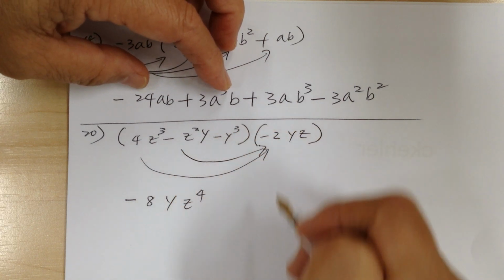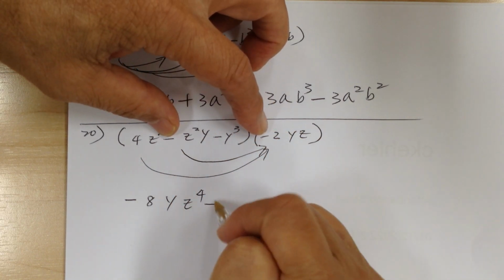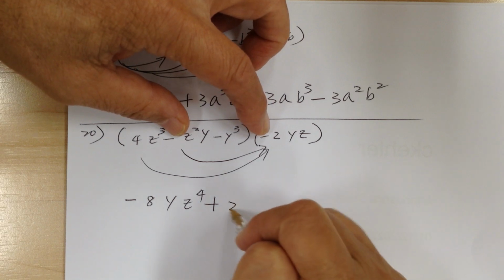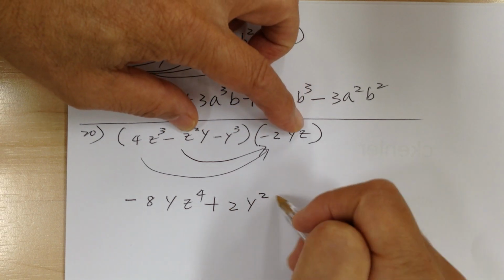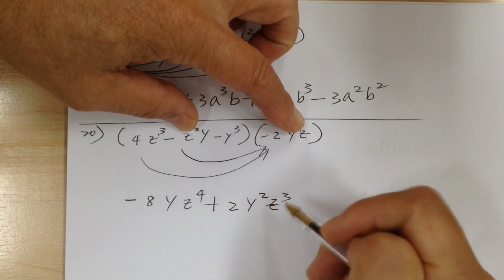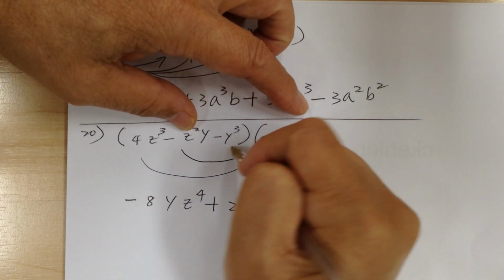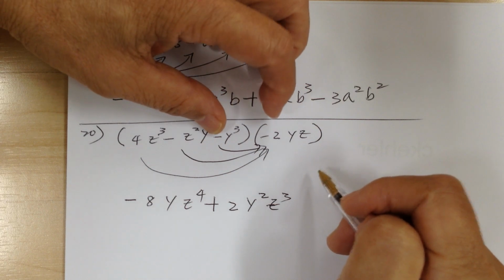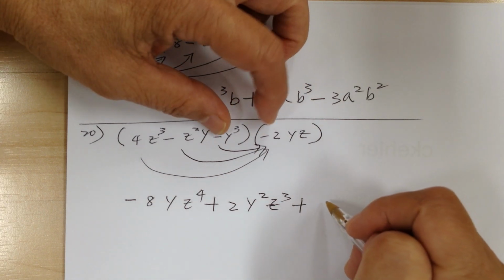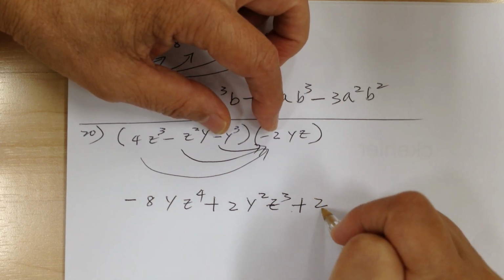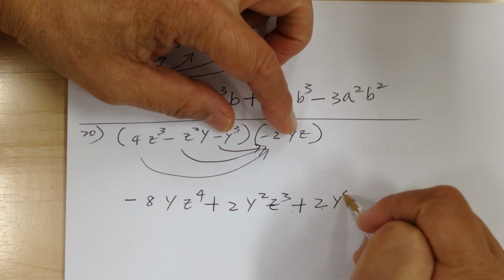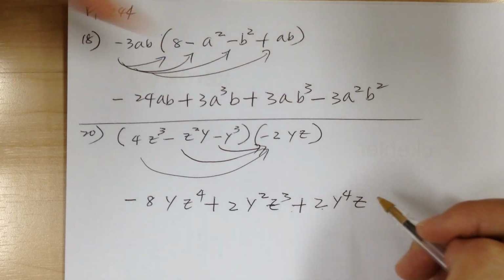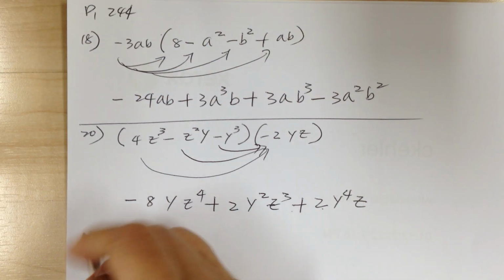Let's go to the next one. So negative times negative is positive. 1 times 2 is 2. And the y times y is y squared. z squared times z is z to the 3. Right? So you can do sign, number, alphabet. Okay, then you go to the next one. Negative times negative is positive. 1 times 2 is 2. Right? Sign, number, then alphabet. z to the... y to the 3 times y will be y to the 4, and the z will be just z. Okay, and that's it.